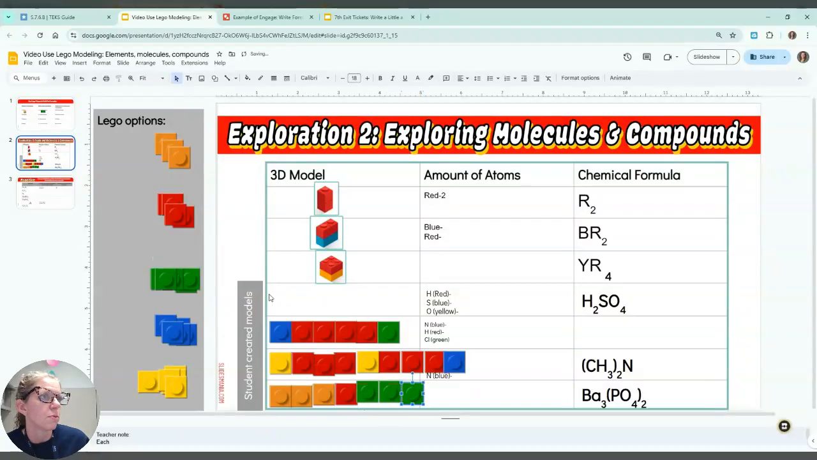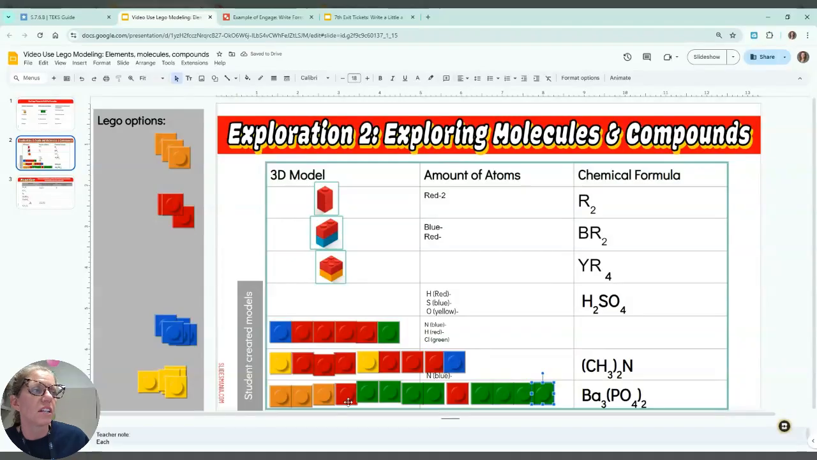PO4, 1 P, 4 oxygens. Now, the 2 means I'm going to repeat everything in the parentheses a second time. So I'm going to do PO4 again. Oh, you know what? Sometimes you can just do it like this. Nope, it's going to copy the whole thing. Okay. So we're going to build PO4 again. Now this makes it easy for them to count how many atoms were in this compound and how many atoms of each element were in the compound.